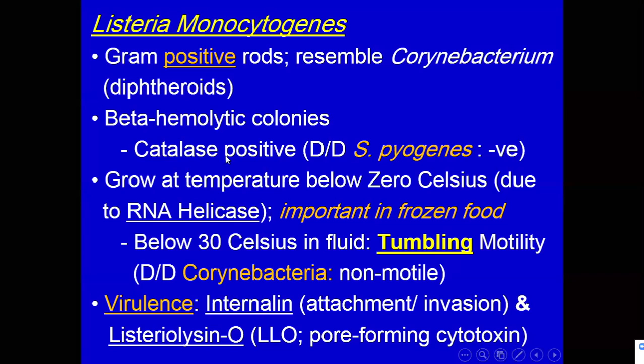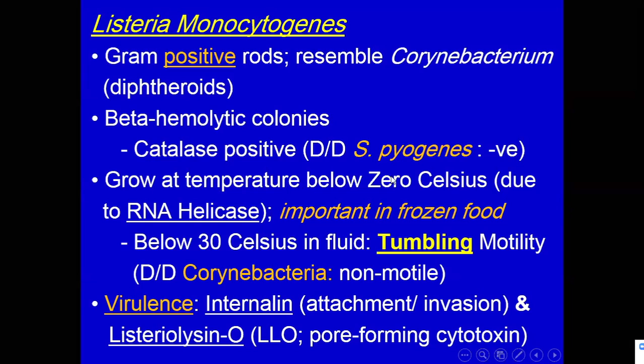And when we say catalase positive, you have to remember in the differential diagnosis Staphylococcus, which is catalase positive, and Streptococcus pyogenes, which is catalase negative. Streptococcus pyogenes is also beta hemolytic. So we have to differentiate between them: Listeria is catalase positive, while Streptococcus pyogenes, or group A streptococci, are negative for catalase.